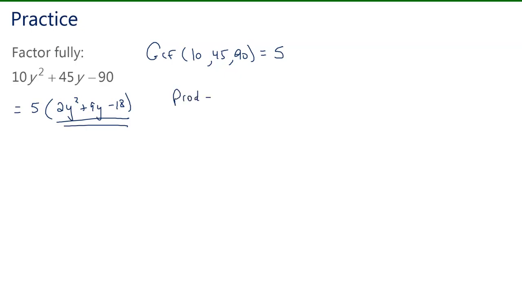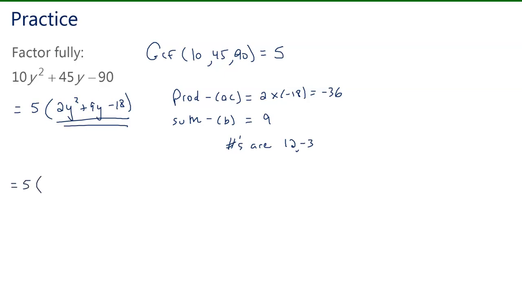For the trinomial inside the set of brackets, we will use decomposition. The product, which is AC, is 2 times negative 18, giving us negative 36. The sum, which is the b value, is 9. What two numbers multiply to give us negative 36, yet add to give us 9? The two numbers are 12 and negative 3. So we include our 5, and we now rewrite the trinomial as 2y squared plus 12y subtract 3y subtract 18.